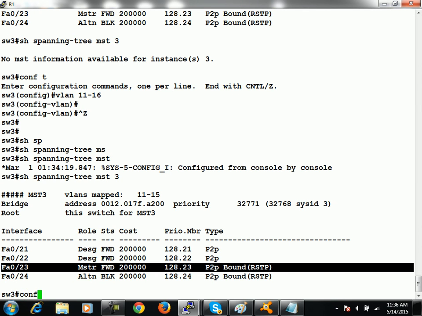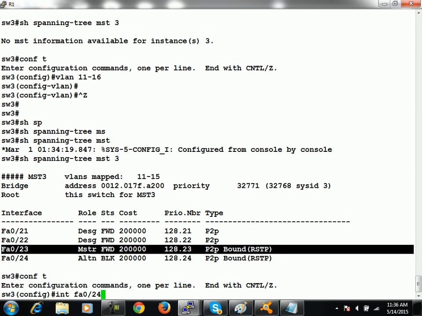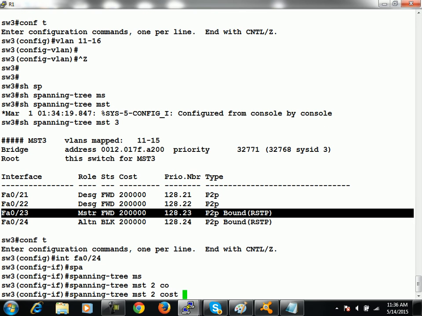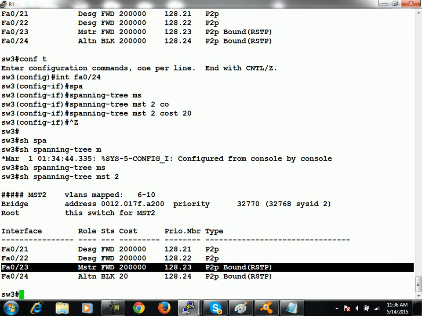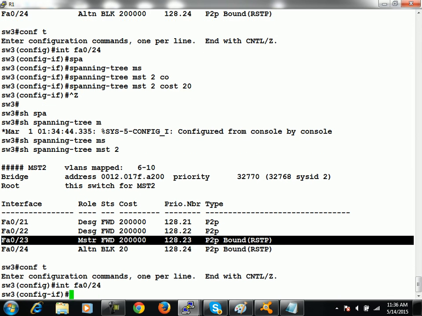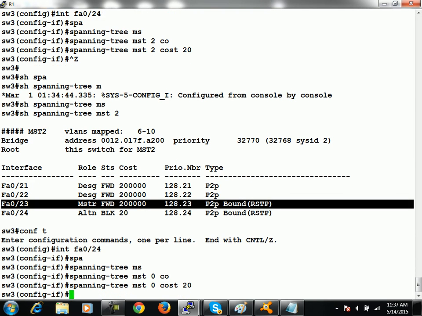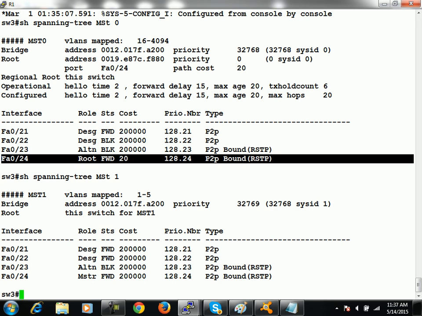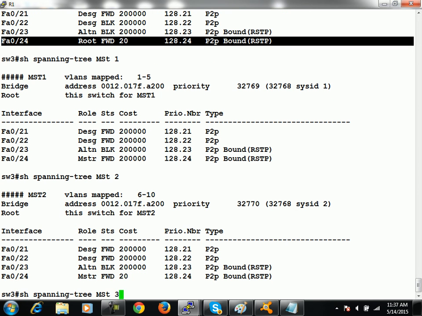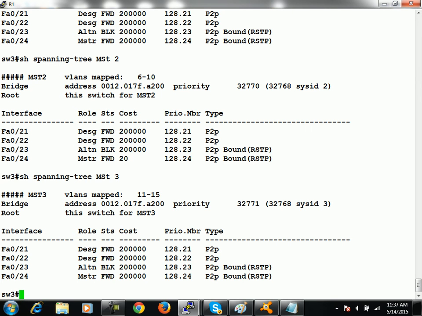Let me show you. Interface FA0/24, spanning tree MST2 cost 20, lower than 21, and still you will see the issue. Spanning tree MST2. But if you modify it for instance 0, then it will be changed for all other instances as well. Let me show you. Interface FA0/24, let me configure this command: MST0 cost 20. So spanning tree MST0, RP is now this. And now for instance 1 master will be this, for 2 also master will be this, for 3 also master will be this.